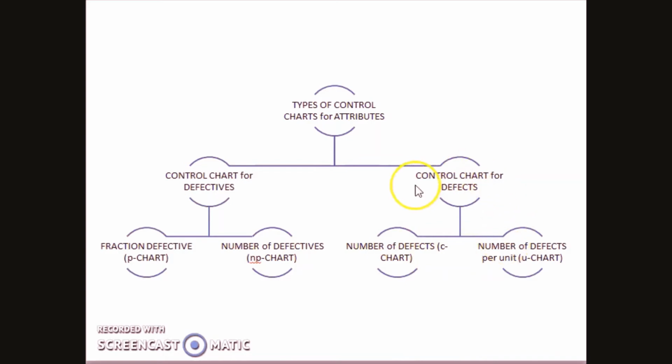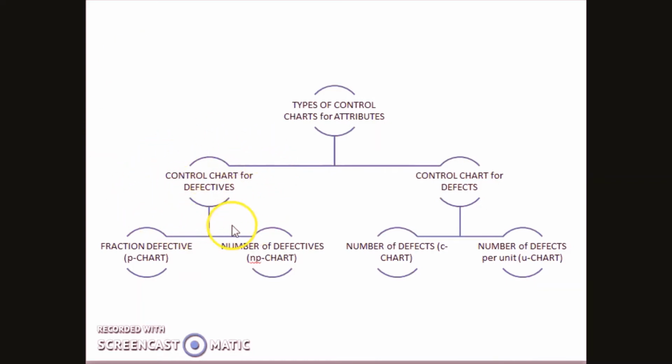The control chart for defects is further classified into two. First is the control chart for number of defects, that is the C chart, and the control chart for the number of defects per unit, that is the U chart. And this control chart for defects is basically based on the Poisson distribution. Right. So in this series, we are going to talk about all these types of control charts for attributes.